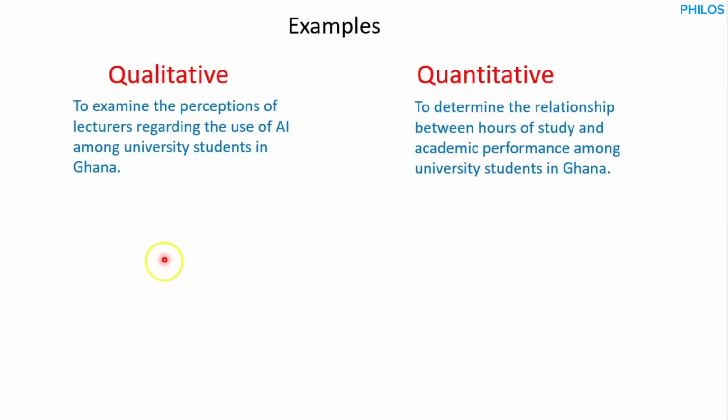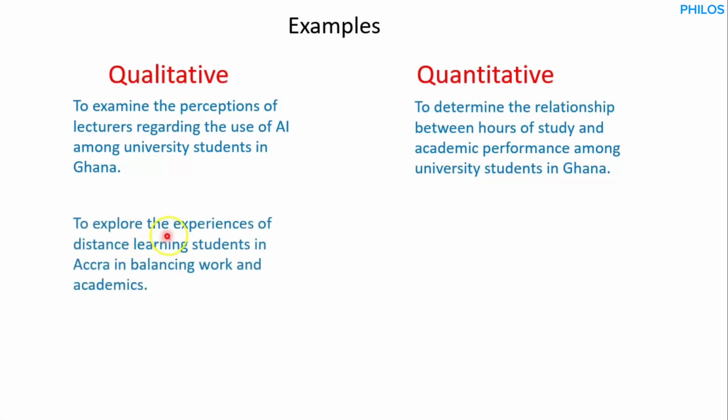Is that clear? Then let's take another example. Let's say your objective is to explore the experiences of distance learning students in Accra in balancing work and academics. So you want to explore their experiences, how they are able to balance work. Okay, you see, distance learning students, they only go for classes on weekends and they work on weekdays. They are mostly workers. So you want to understand their experiences. Okay, you want to explore their experiences. So you are going to collect textual information from them, words from them.